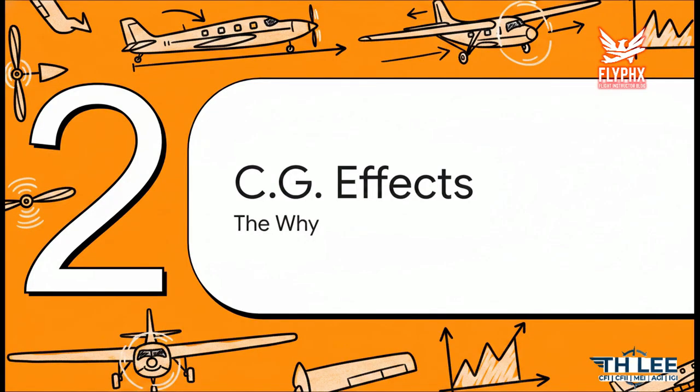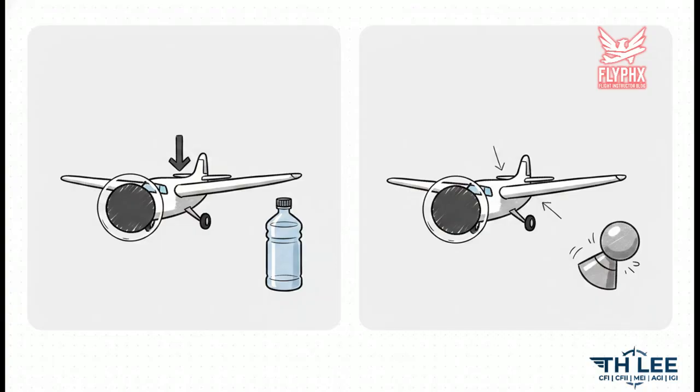Section 2. Center of Gravity Effects. Now that we know the terminology, let's explore the why. Why does moving outside that tiny 12-inch window completely change how your plane flies? Well, let's contrast the two extremes. A forward CG means your nose is heavy. To keep that heavy nose from dropping, the tail has to constantly push down harder.